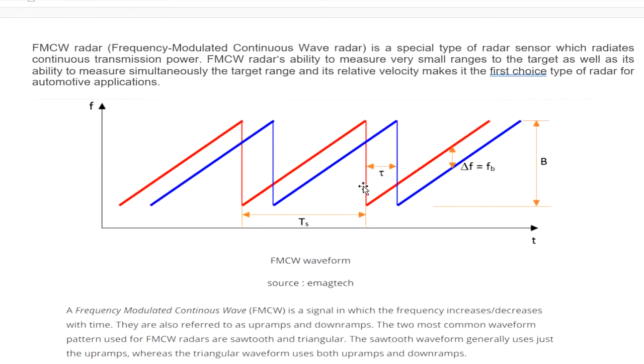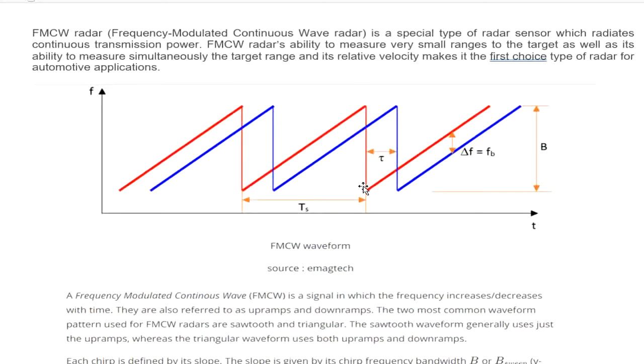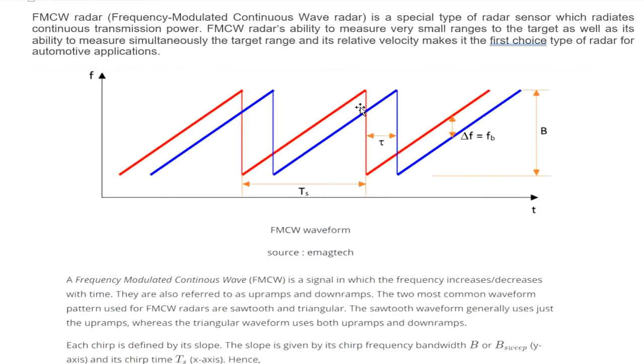Go back to the signal used for the radar. On the car, we will use the FMCW radar. It means frequency modulated continuous wave radar, a special type of radar sensor which radiates continuous transmission power. FMCW radar has the ability to measure very small ranges to targets, as well as the ability to measure simultaneously the target's range and its relative velocity. It is the first choice type of radar for automotive application. So FMCW radar is the popular radar used for automotive application.